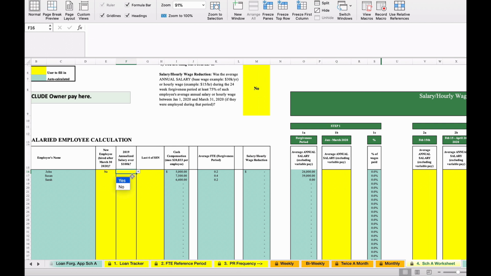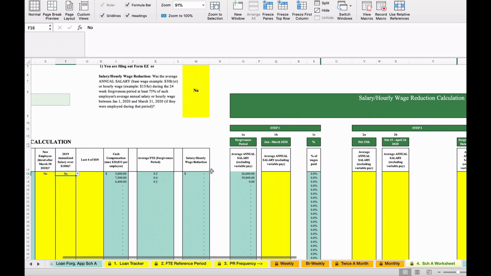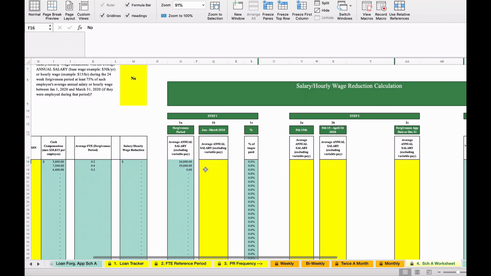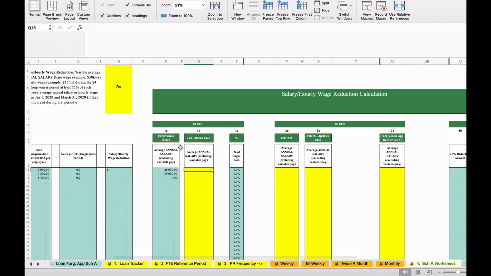Their annualized salary was not over $100K in 2019. You could put in the last 4 of their social, and then you're going to carry across, and it's going to have his cash compensation, his average FTE, etc. Now when you come over here, we've annualized what the annual salary would be based on what we paid them during the forgiveness period. So maybe that's their normal salary. So let's say we paid the same thing we normally did, and that's 100%.